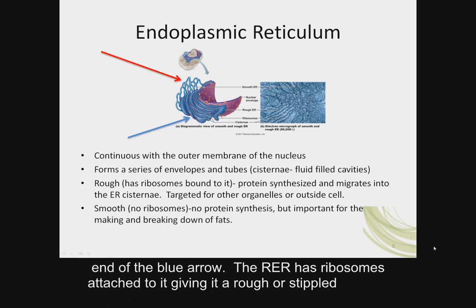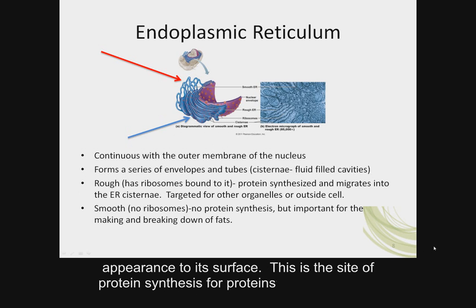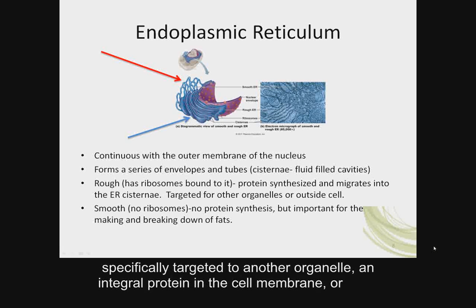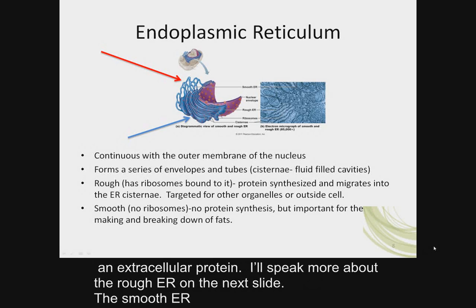The rough ER has ribosomes attached to it, giving it a rough or stippled appearance to its surface. This is the site of protein synthesis for proteins specifically targeted to another organelle, an integral protein in the cell membrane, or an extracellular protein. I'll speak more about the rough ER on the next slide.